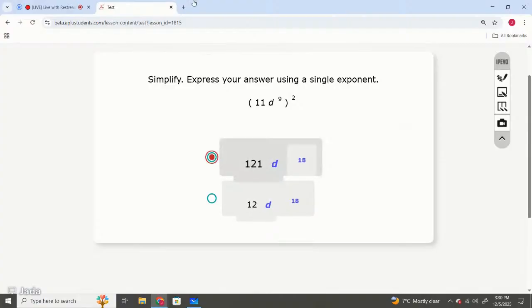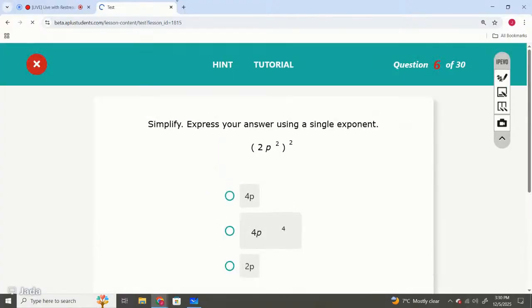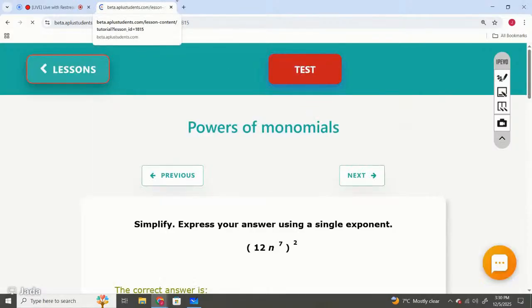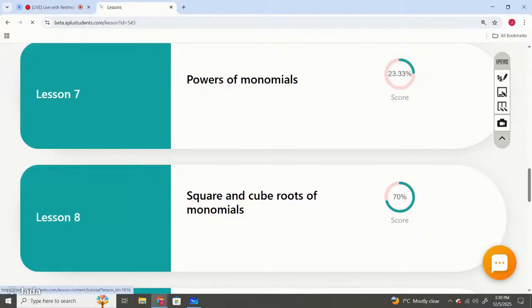Okay, you can complete the lesson by yourself later today. Let me just move on to the next lesson. The next lesson is roots of monomials.